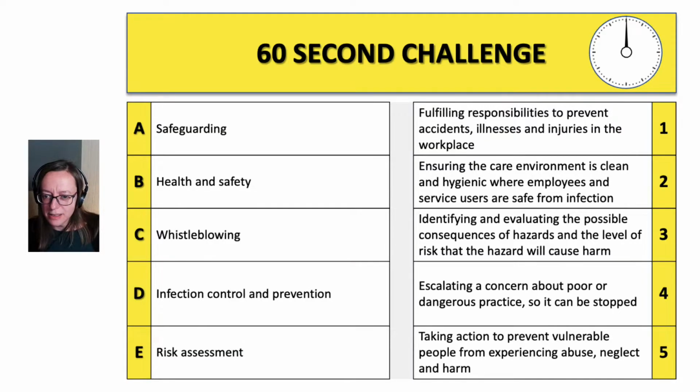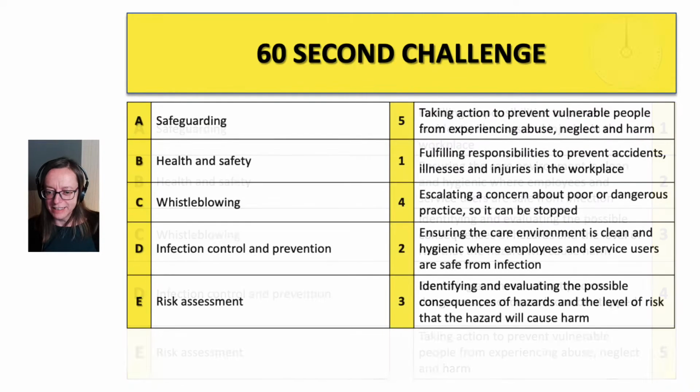Nardos, E3, risk assessment, identifying and evaluating the possible consequences of hazards and the level of risk that hazard will cause. Exactly. So health and safety must be B1. So Zainab, you're correct. And I can't see who else is correct because you've gone off my screen. Let's have a look. Yep. Well done, guys. Round of applause.